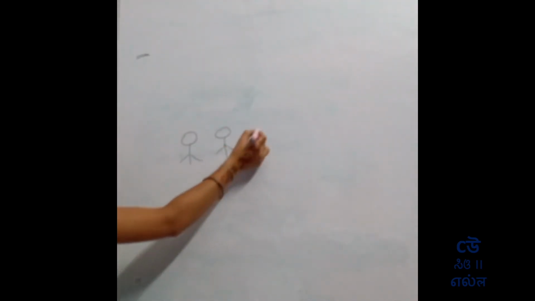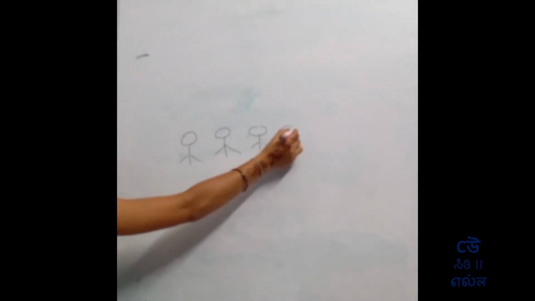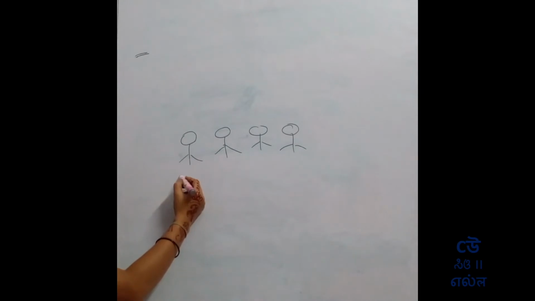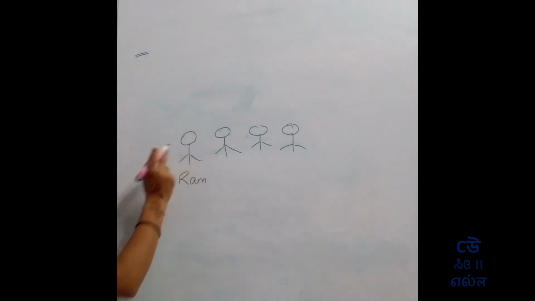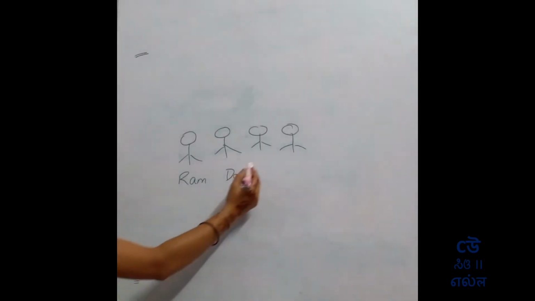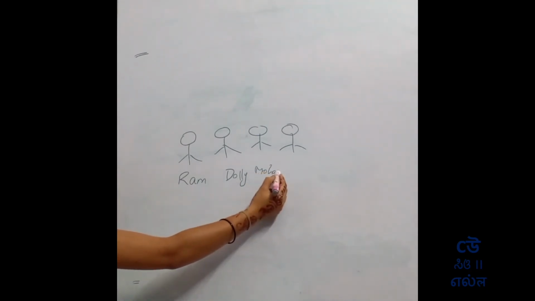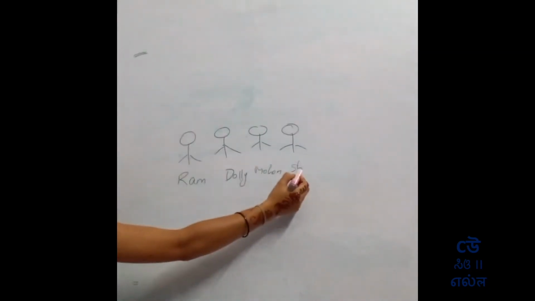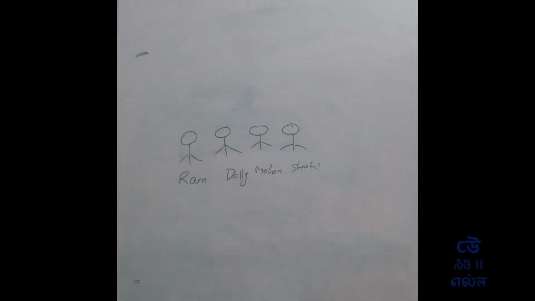Okay children, let us do one activity now. Say you have 3 friends, and including you, you will be the 4th one. So there will be 4 students. For example, Ram. Next is Dolly. Next you have the friend called Mohan. Next you have Shashi.